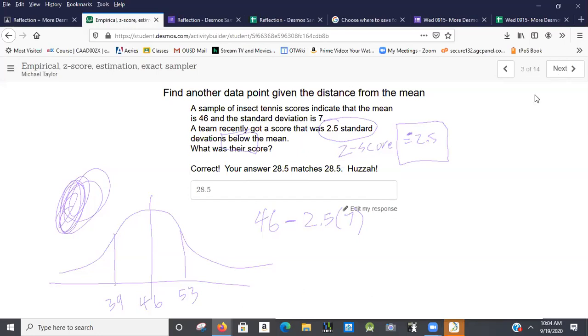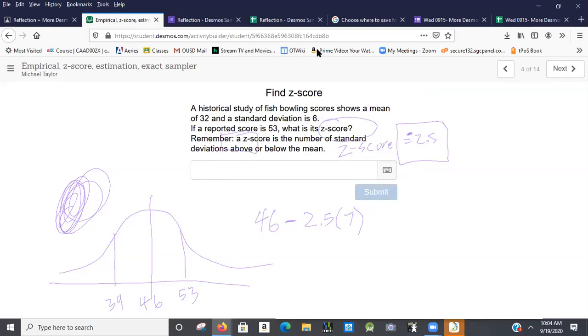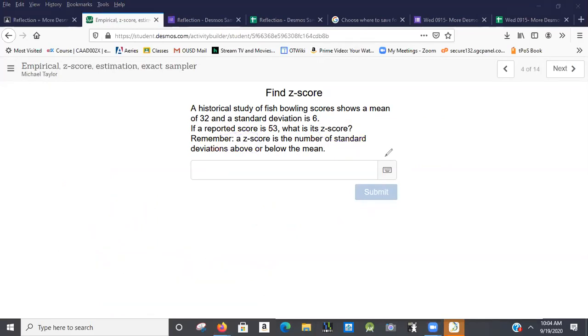Huzzah. Okay, let's see, back to this, annotation, clear. All right, fish bowling, very popular sport. Mean of 32, standard deviation of 6. Once again, 32, standard deviation of 6. So I know 1 standard deviation is going to be 38. It's going to be 26, I think. And the report is 53. Ooh, that's way up here. That's out here somewhere.